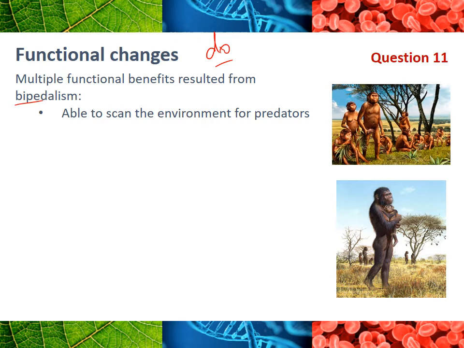This was really, really important for scanning the environment to look for predators. If you think about walking on 4 legs, your head is down, you're looking at the ground, and if there is a tiger running right at you, you're not going to see it. For us, being able to walk on 2 feet and look into the horizon, like you can see in this little animation here, was really important for protecting us from predators.